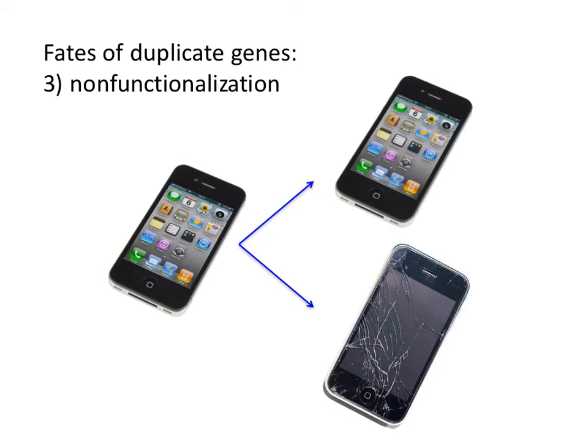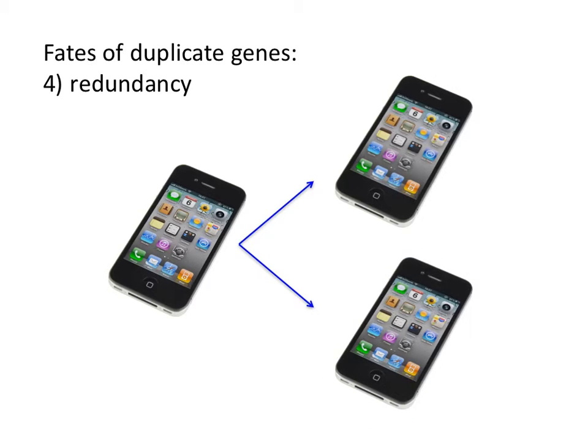Non-functionalization is just the redundancy idea. You've got 2 copies of a gene. If the mutation happens to one that destroys its function, you're fine because you still got the backup copy. So what's the 4th thing that can happen to a duplicate gene? Redundancy. You got an extra phone, that's it. You got that backup copy in case at some point in time one of those processes occurs.